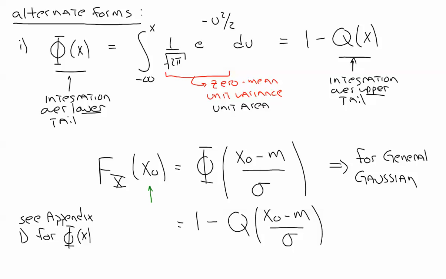Like I said, this phi function seems to be unique to Cooper and McGillem's textbook. I'd never seen it before I read through Cooper and McGillem. You will, however, from time to time run into things known as the complementary error function and the error function. So let's look at the error function first. ERF of x is the error function.